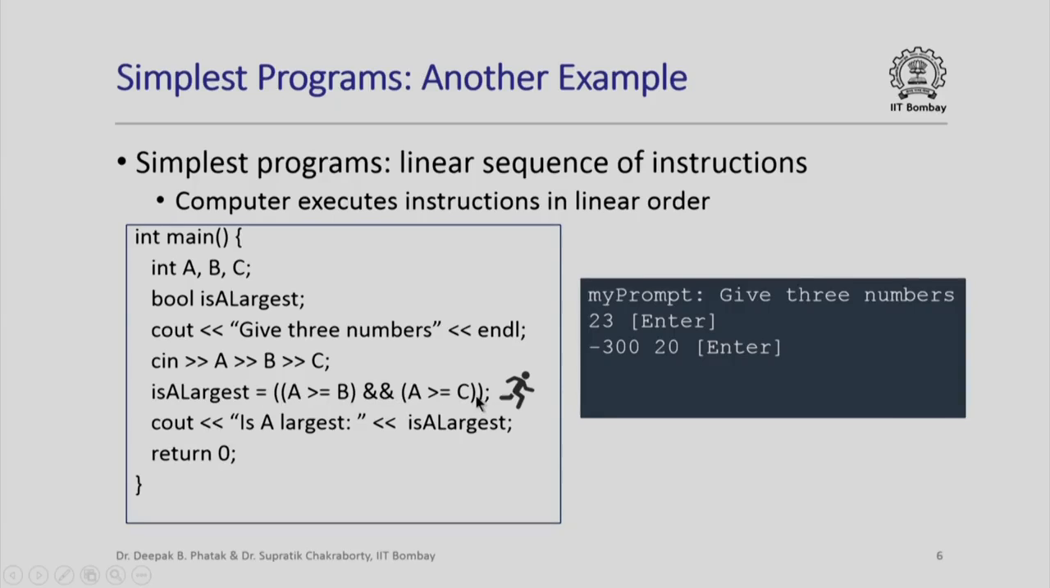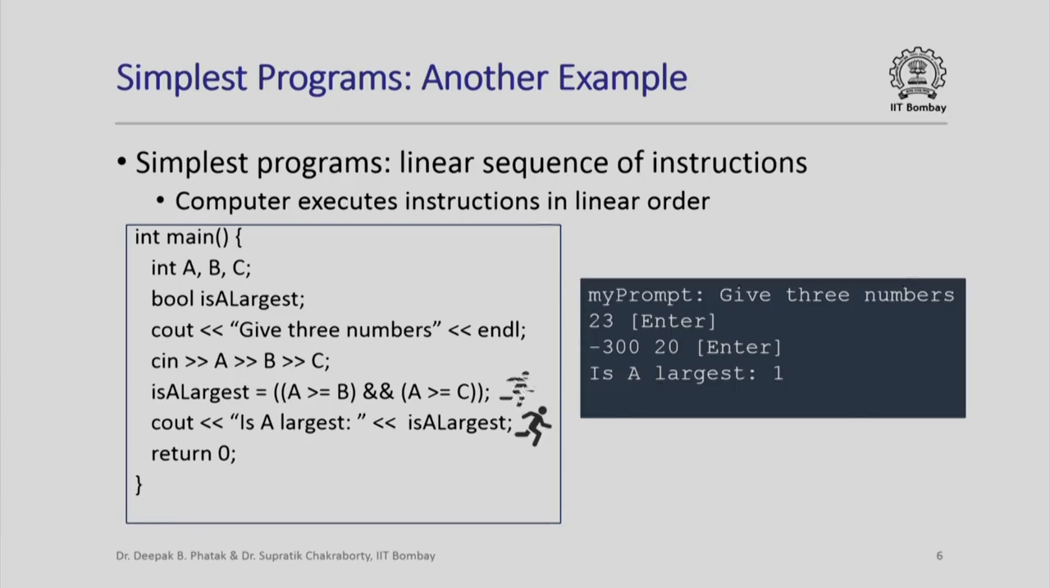So the computer evaluates this logical expression for the given values of A, B and C. You can check for yourself that this logical expression evaluates to true. So this boolean variable is_a_largest gets set to the value true, but when the computer executes this assignment statement, there is really nothing that you can see on the screen. This is executed internally inside the computer.